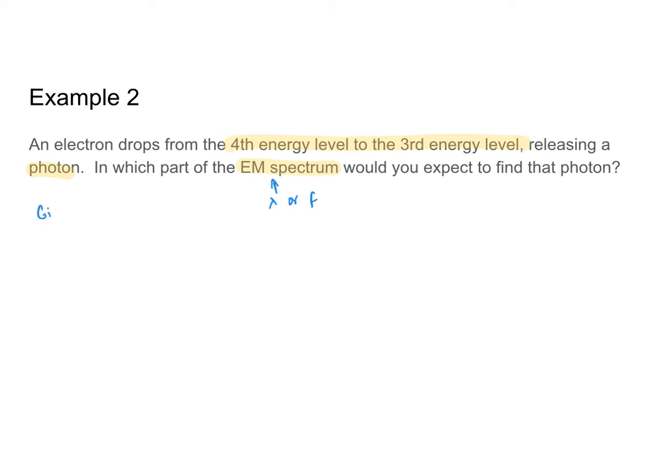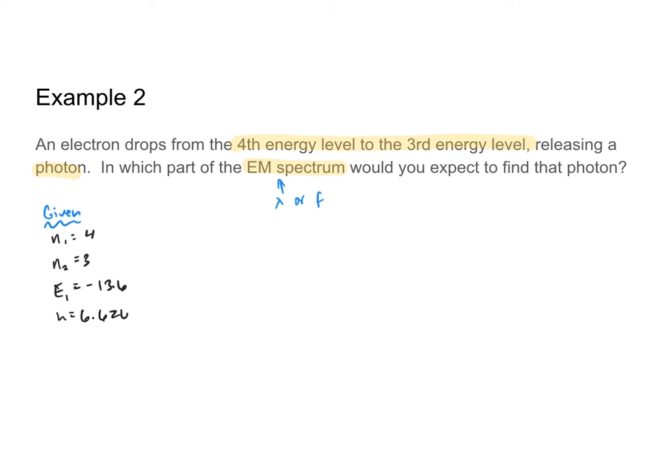So our givens here is that we are starting at the fourth energy level and we're ending at the third energy level. We know that energy at the first energy level is negative 13.6, and we know that h is equal to 6.626 times 10 to the negative 34th. So with that, we're ready for our unknown. And I'm going to go ahead and say that my unknown is frequency, just because that's a little bit of a prettier equation, and we can use either lambda or frequency. So of course it makes sense to do the easier one here.